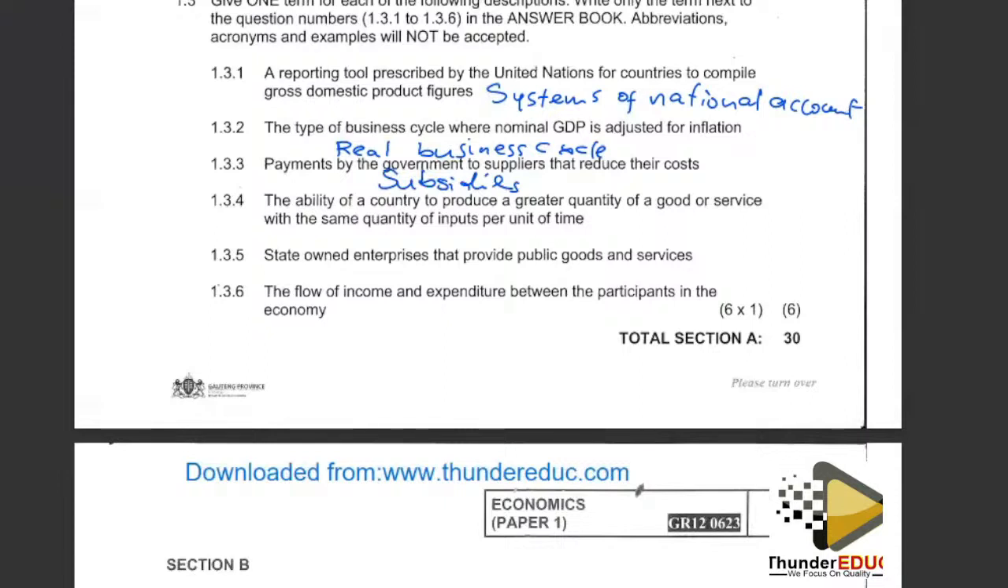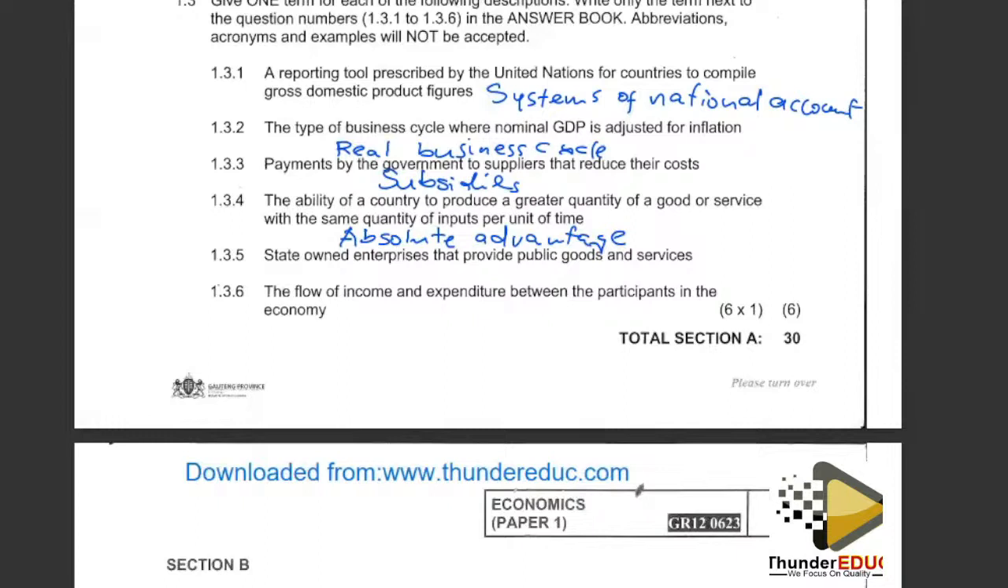The next question, 1.3.4, reads as follows: the ability of a country to produce a greater quantity of a good or service with the same quantity of inputs per unit of time. Remember, we have absolute advantage and comparative advantage. So in this regard, our appropriate answer is going to be absolute advantage. Okay, right, great talks. So now let's move on to the next question.